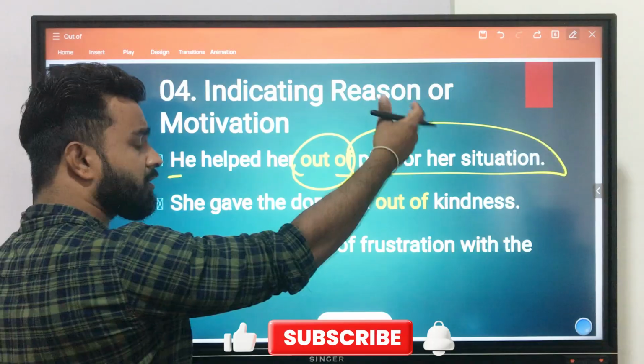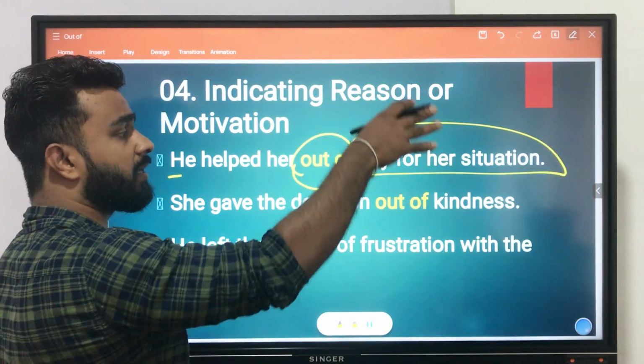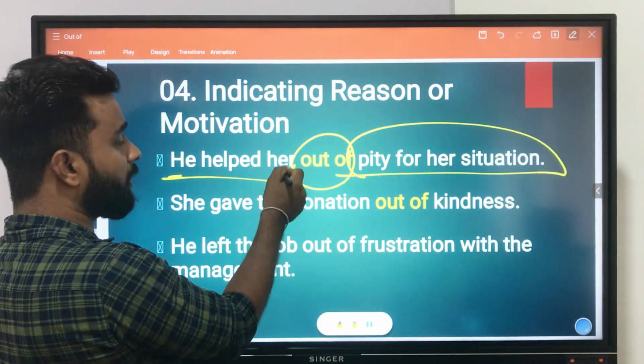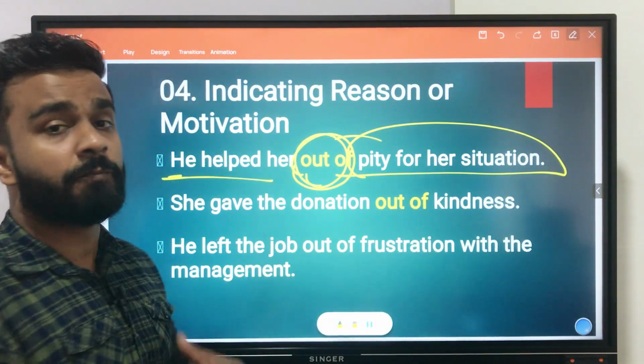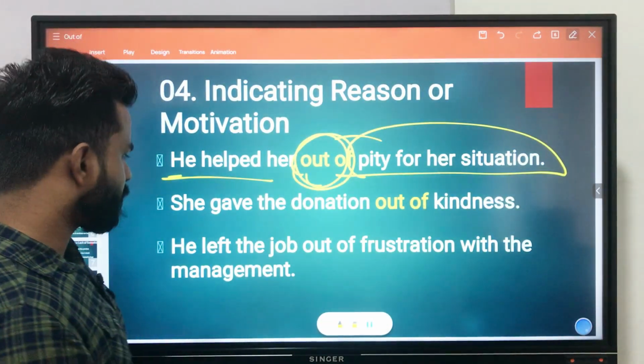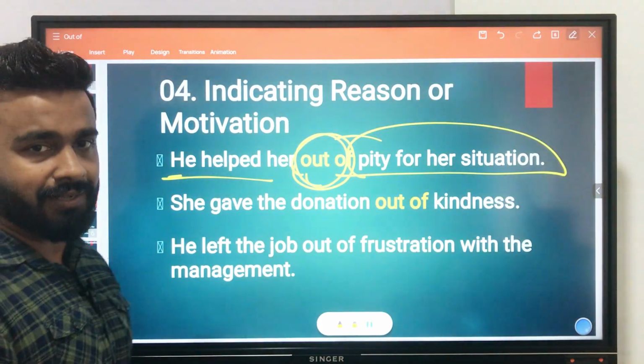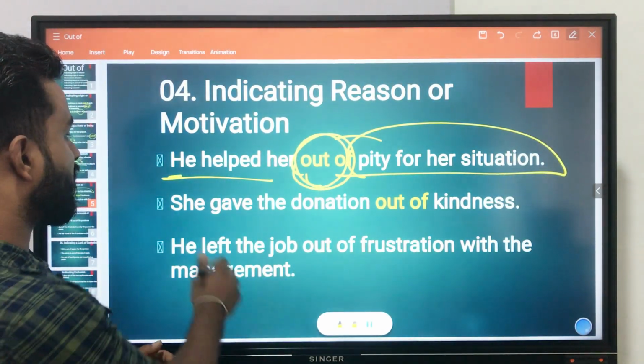Her situation was very bad. Her situation was very helpless. Then he wanted to help her. He helped her out of pity for her situation, out of pity. The next example, she gave the donation out of kindness. Out of kindness. So she gave something.